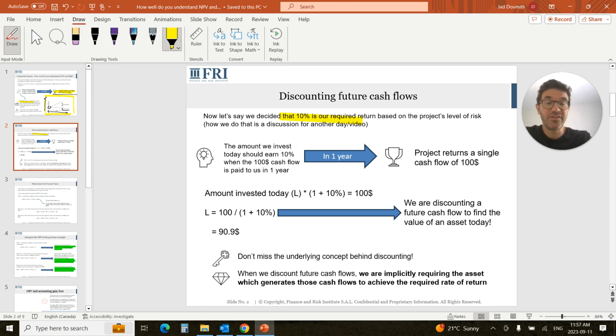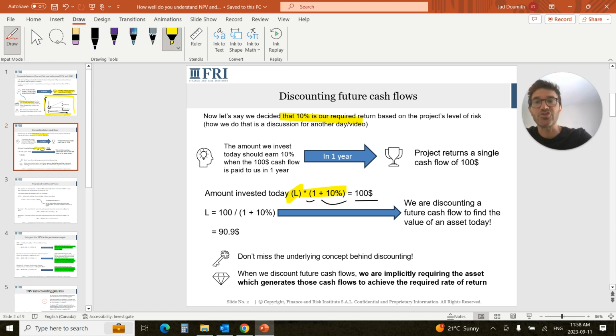This would allow us to write this equation, L, which is the amount of money that we are willing to invest, multiplied by 1 plus 10%, which again ensures both the return of the original capital L, but also a 10% return on that amount. This should be equivalent to the $100 that they will give us 1 year from now. Please understand that the $100 that you will earn in 1 year actually does all of that. It returns your original capital and it remunerates your original capital by 10% of profit or return.